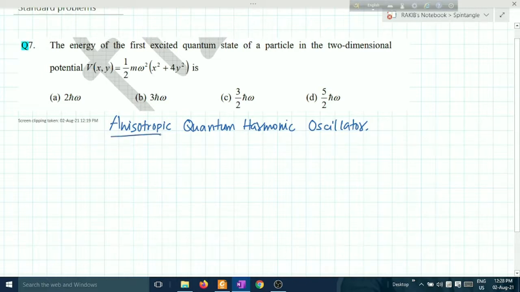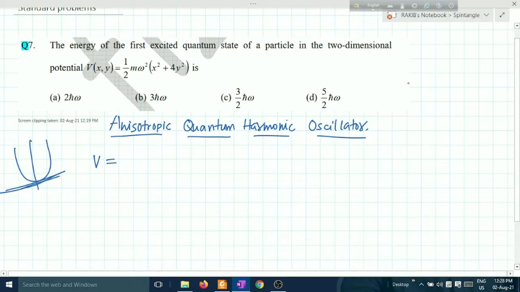What is an anisotropic quantum harmonic oscillator? First of all, we need to know about it. We know what a harmonic oscillator is. This kind of potential is called the harmonic oscillator potential. A pendulum is a classical harmonic oscillator. You can say a spring system is a classical harmonic oscillator. These are the classical harmonic oscillators, or you can say an atom is in a harmonic oscillator.